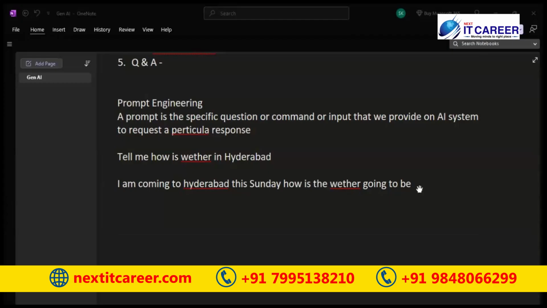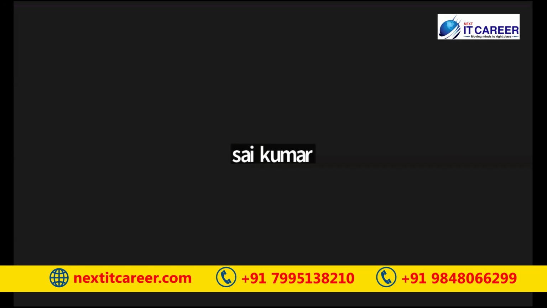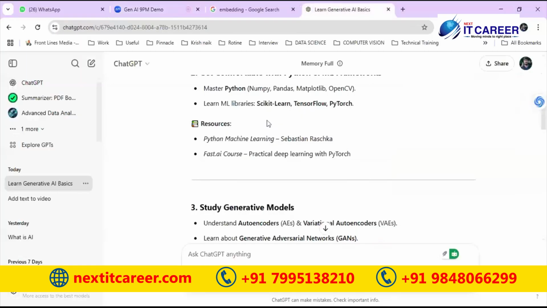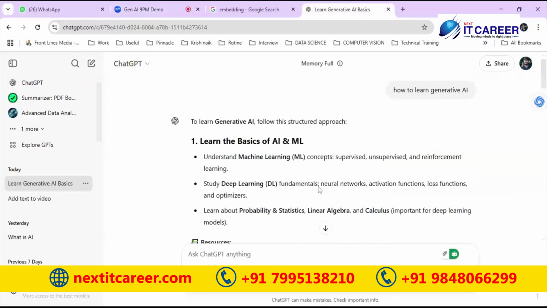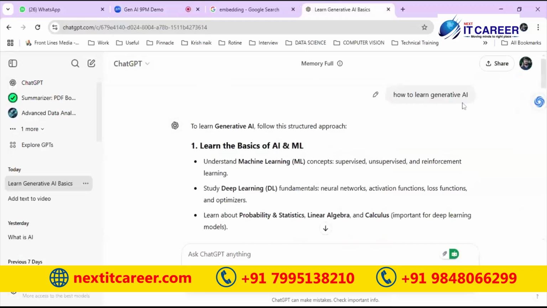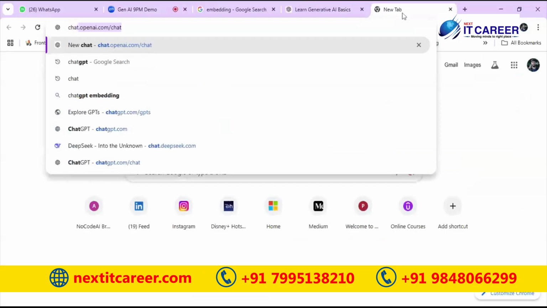So yesterday also we gave one prompt, right? Let me repeat the prompt, for example. If you see here, some problem is there. So if I open this same ChatGPT, let me open ChatGPT. Now here you can see, learn generative AI is there. Can you see? How to learn generative AI is there. Now let me take one more ChatGPT, for example.